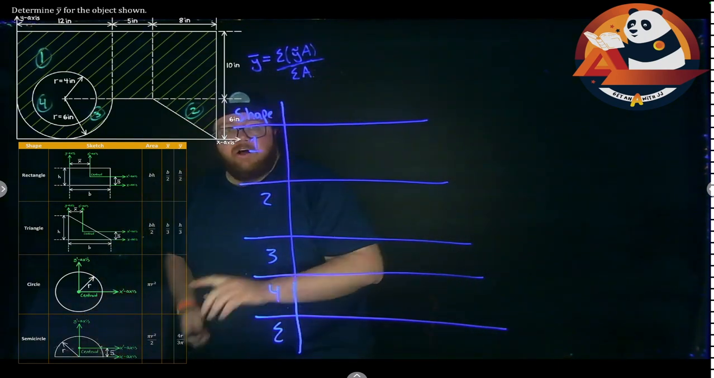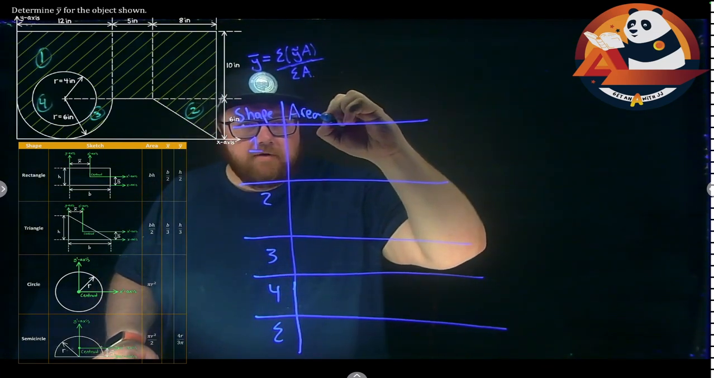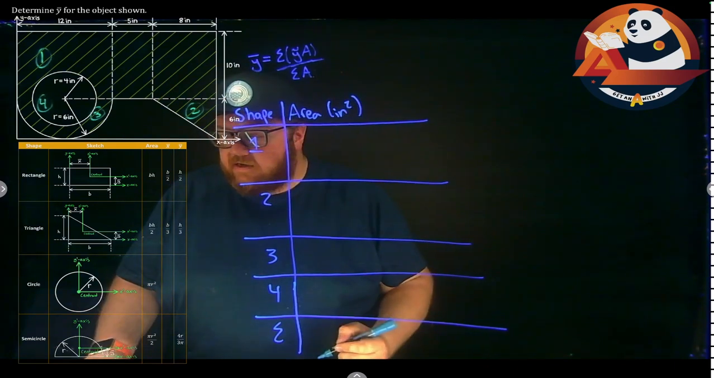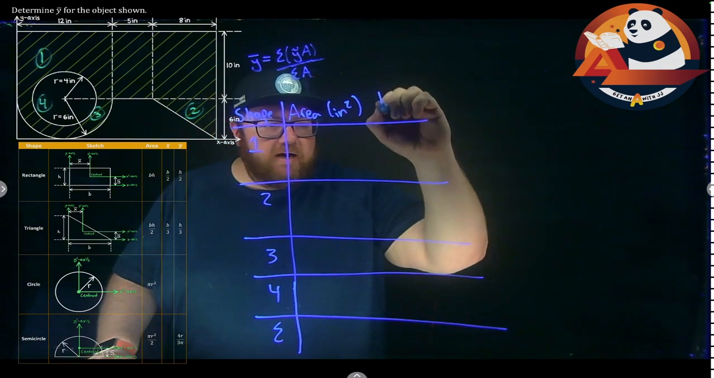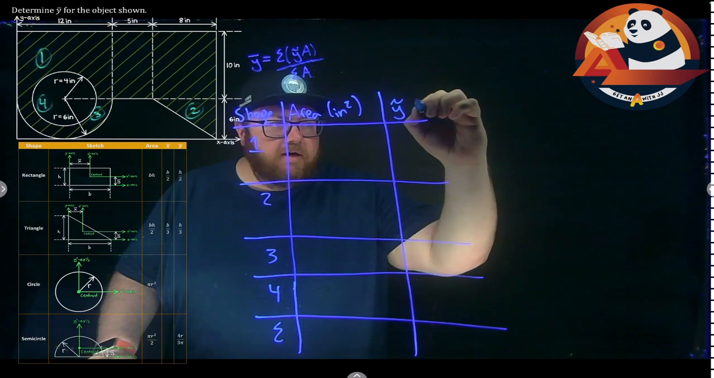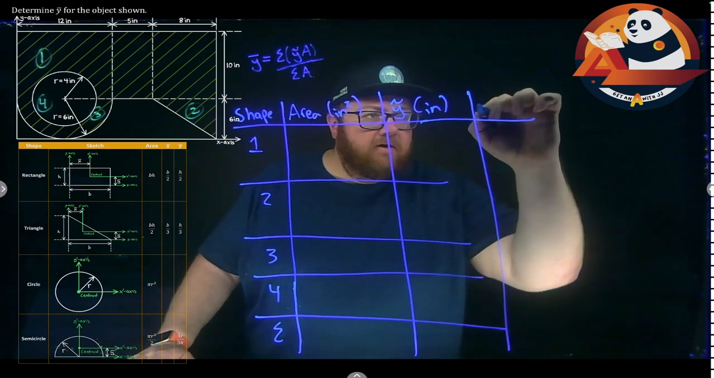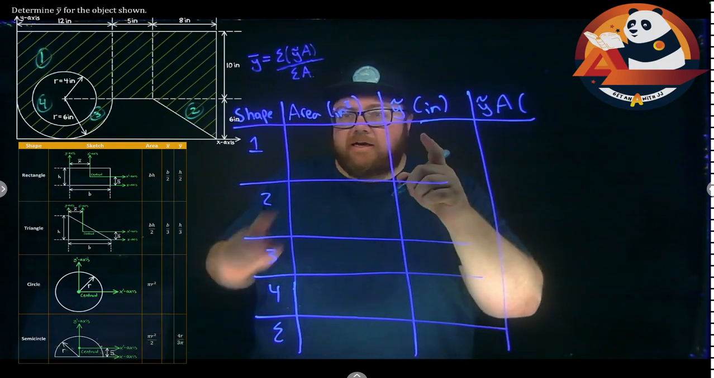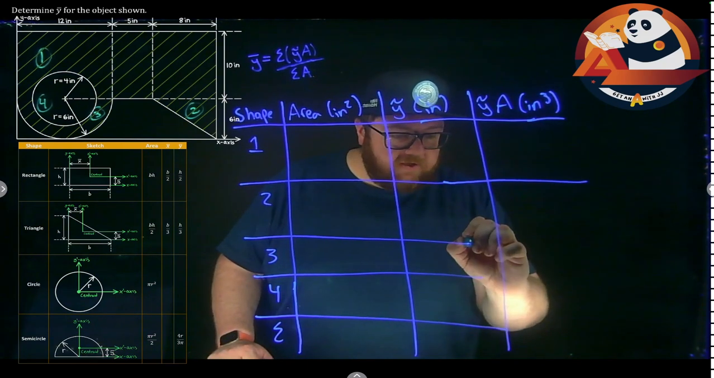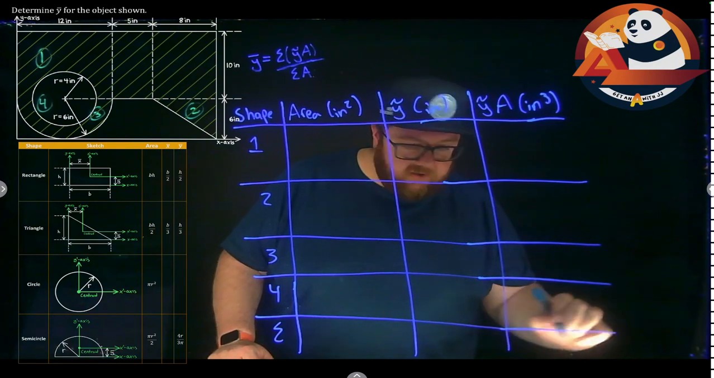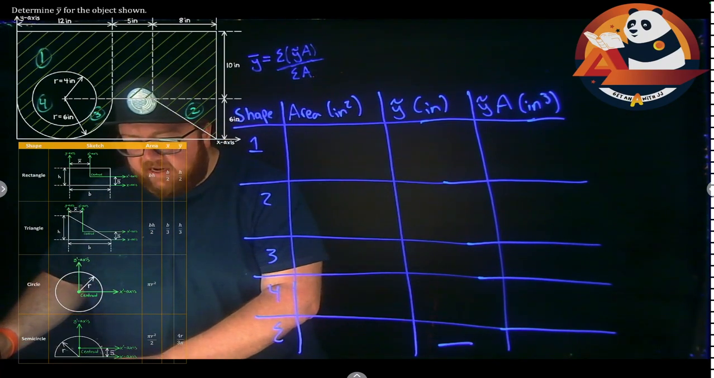Then I need a column for what's my area? So area in inches squared. On the numerator, I need y tilde. So what's my y tilde value? And that's going to be in inches. And then I'll multiply those 2 columns together to get a y tilde A in inches cubed. So we can work through those. And I know I don't sum up my tilde distances, but everything else I do want to add up. So let's come in and just go for it.